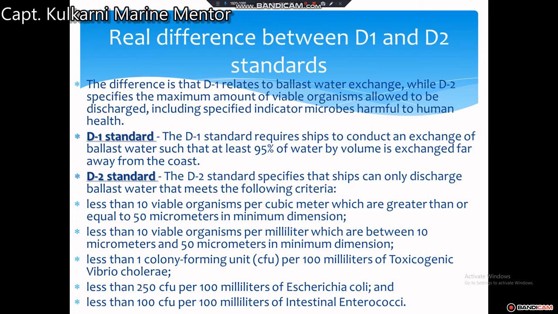And this D2 standard, which is coming into force for all the new ships, is talking about 10 viable organisms per cubic meter, and then one colony forming unit per 100 milliliters, less than 250 CFU per 100 milliliters of Escherichia coli, and 100 CFU per 100 milliliters of intestinal enterococci. So these are the new requirements, and they are specially bad for human health, which we are talking about.